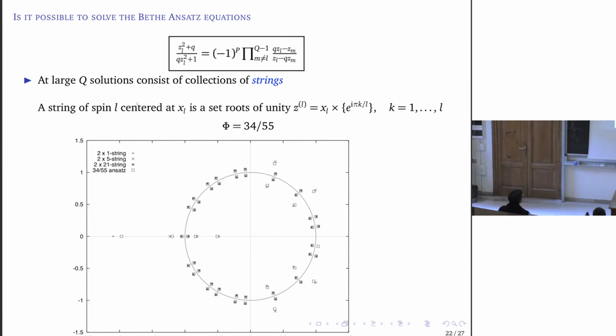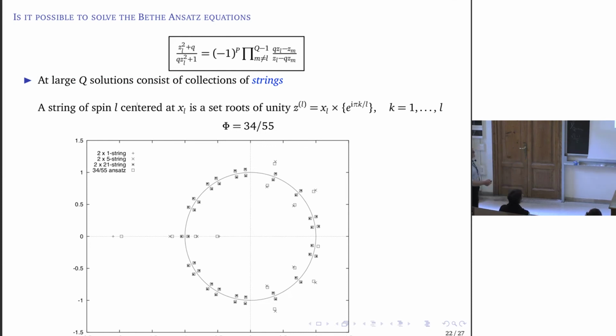Now it so happens that the solution of this equation consists of what are known as strings. Strings are positions of the Z, which are equidistant along the circle and form some cluster. I don't have time to discuss it. Those who know strings in the XXZ chain know what I'm talking about. Those who don't, I have no way to explain it.